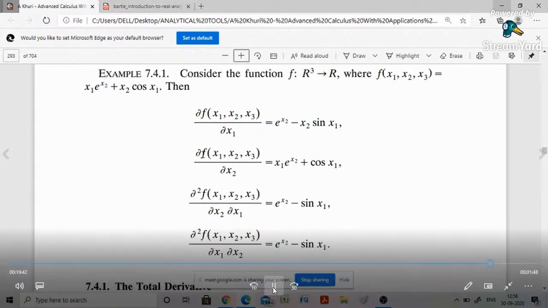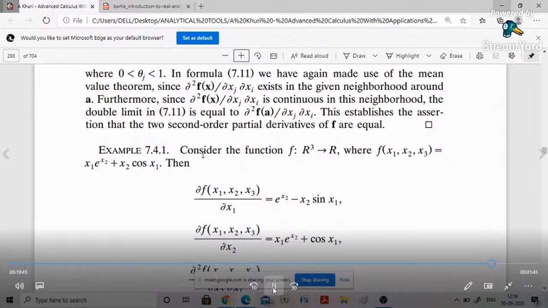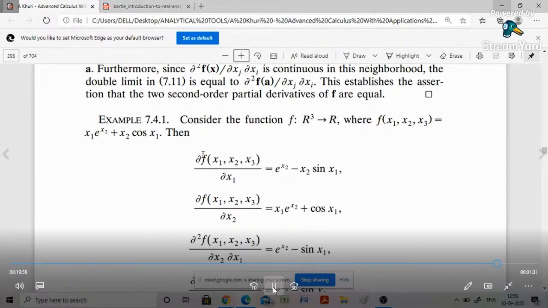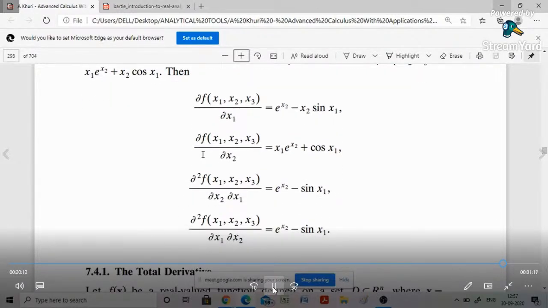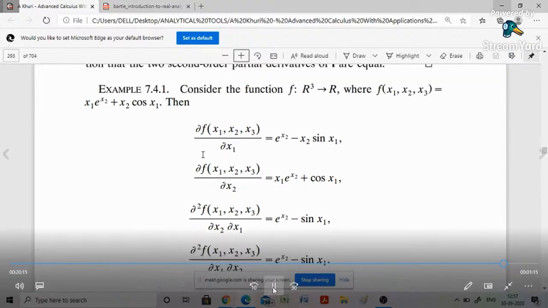Since there is no x3 term in the function, we will have 0 for the derivative with respect to x3, so it is not displayed here. There is one more variable x3, and whenever we differentiate with respect to x3, we will get 0 because there is no x3 term in the function. So we can find the second derivative also in a similar fashion.